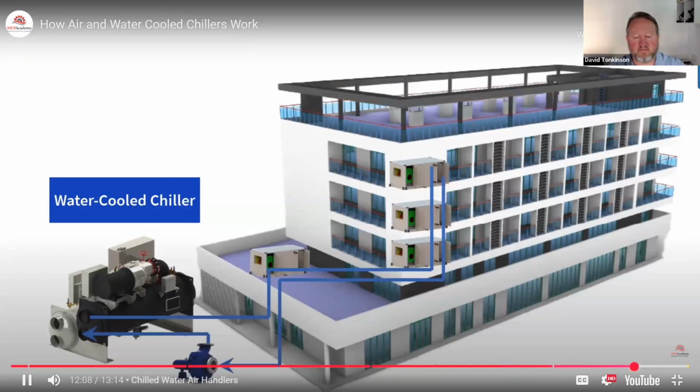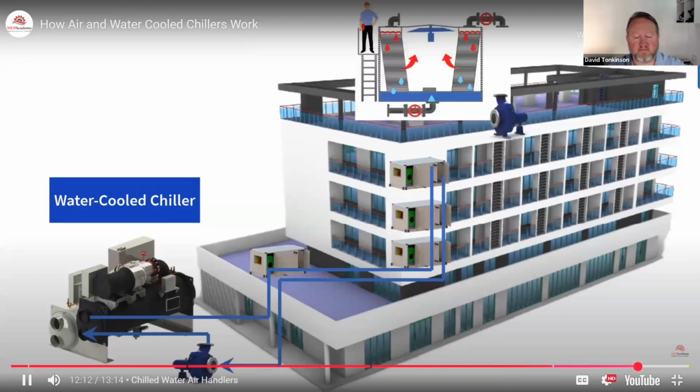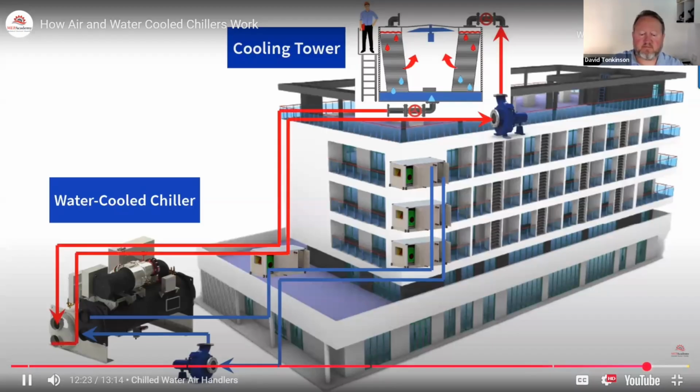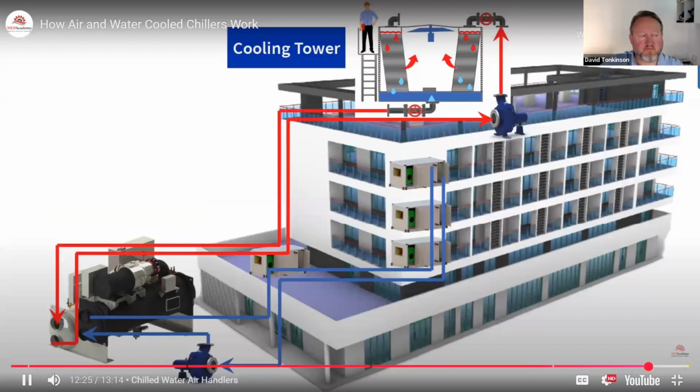But with water-cooled chillers, you've got one more piece of equipment to worry about, and that is the cooling tower. So the cooling tower can be put on the ground level, or it can be put on the roof. But once again, you're going to have to pipe from the condenser side of the water-cooled chiller up to wherever you put that cooling tower. So you've got to think about the routing of the piping of the condenser water.